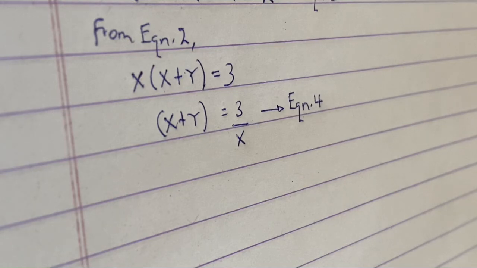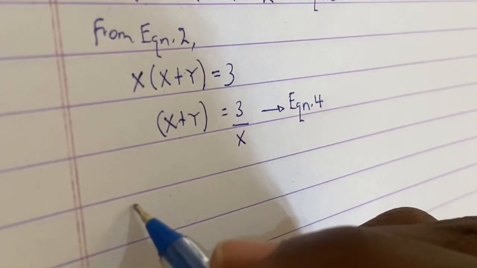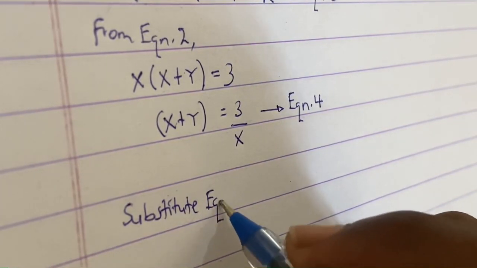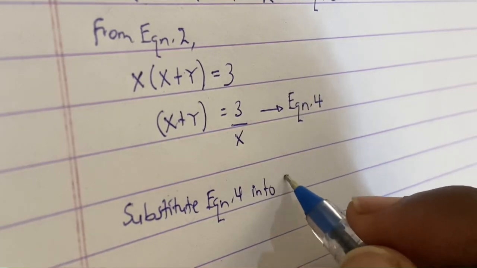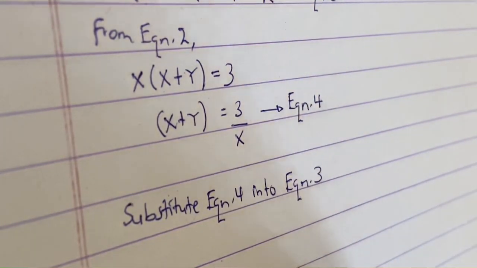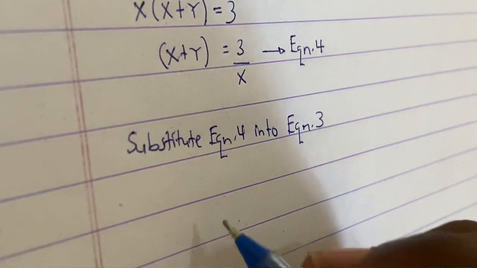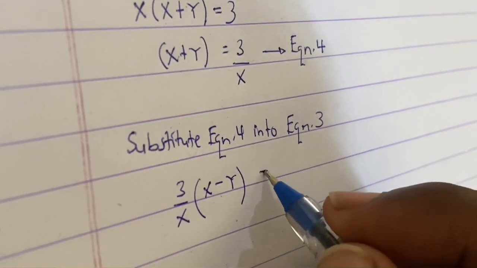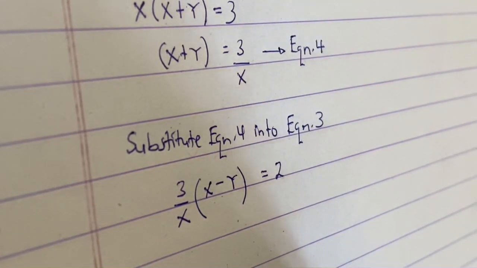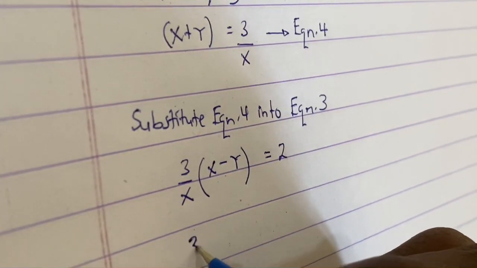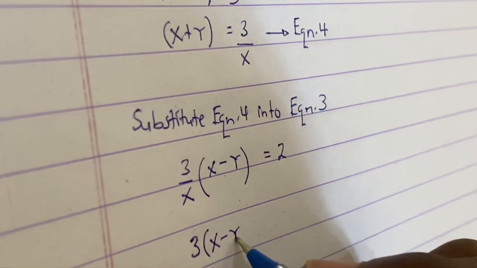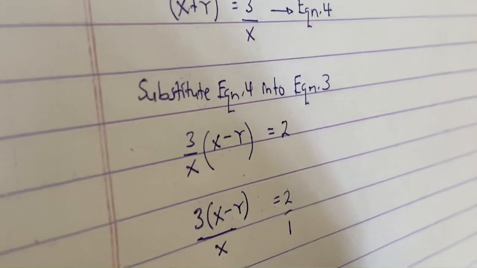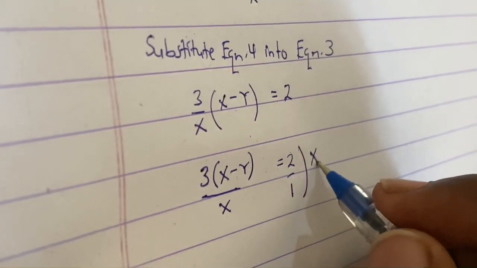Then from there, we are going to substitute equation 4 into equation 3. So this is going to become 3 over x into x minus y is equal to 2. So this is the same as 3 into x minus y over x is equal to 2 over 1. The LCM here is x.